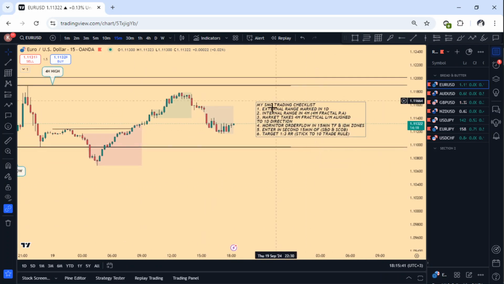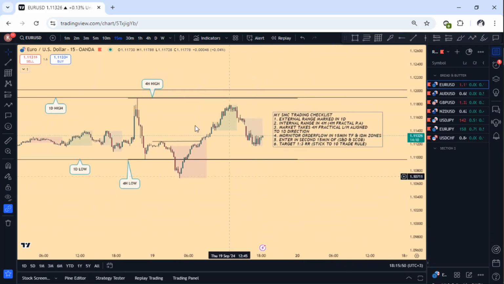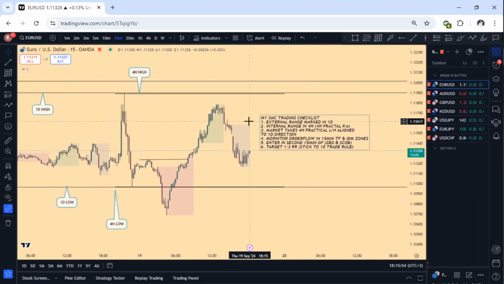So we go to 15 minutes, because the next thing remaining on this checklist is to monitor order flow in the 15-minute time frame and IDM zones. So what do we expect? What we are expecting is simple: to monitor the order flow and know exactly what is happening.